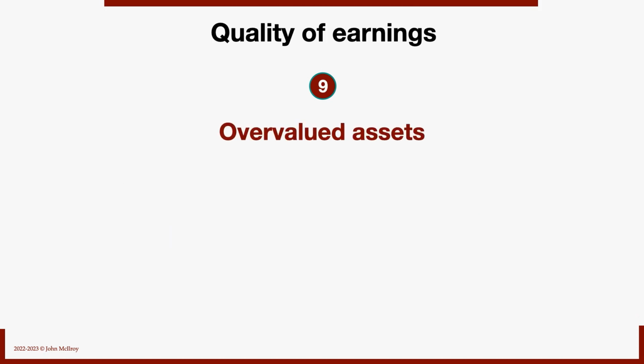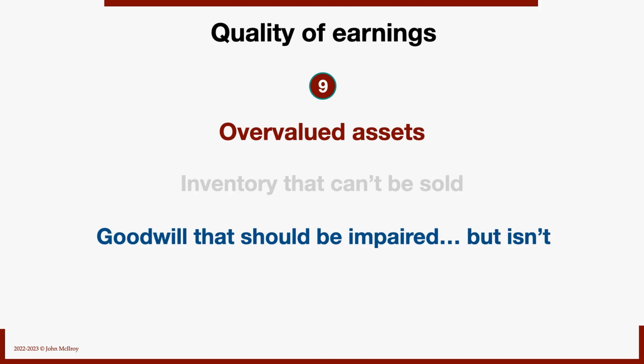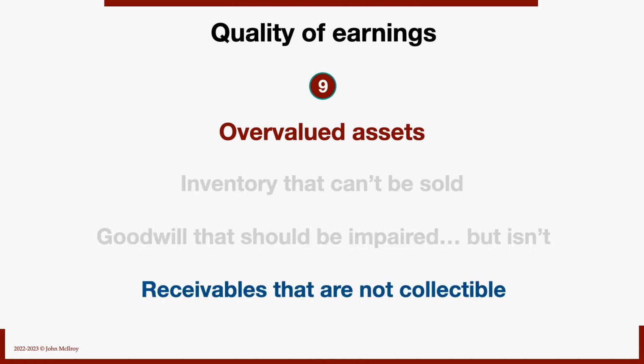Overvalued assets like inventory that can't be sold and goodwill that should be impaired but isn't, and receivables that are not collectible. Remember, a lot of times we're looking at balance sheets that have not been audited or reviewed. We're simply relying on the credibility of the business owner or seller who's preparing those documents. And so taking a look at their assets and seeing if they should be impaired or written down or written off and haven't been, that's something that has to be factored in to the offer we make on the business.